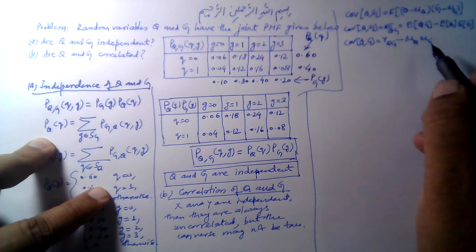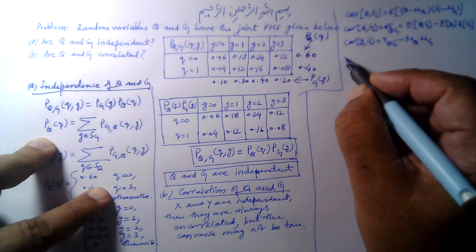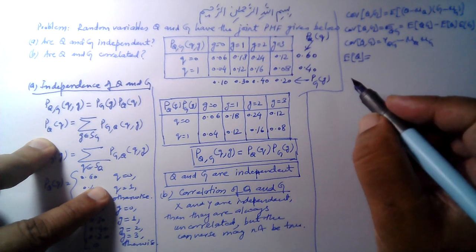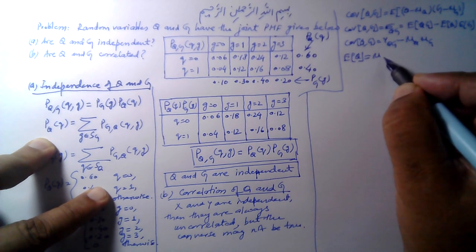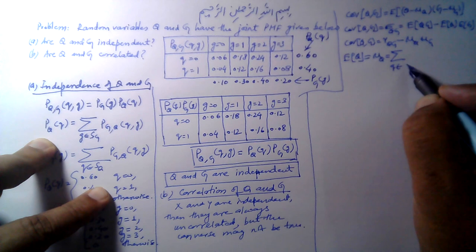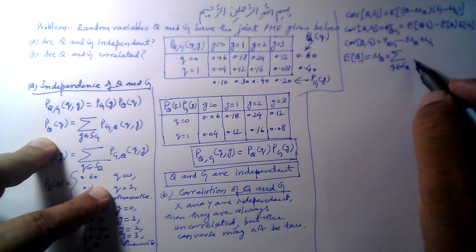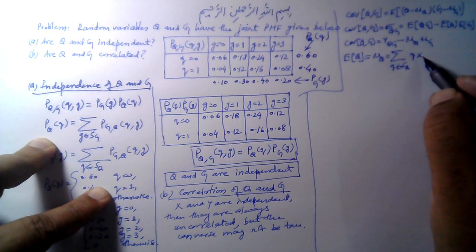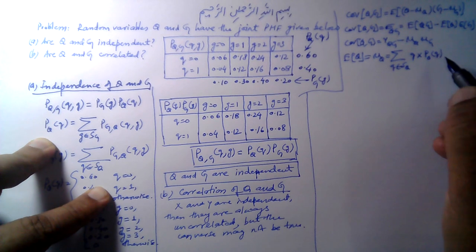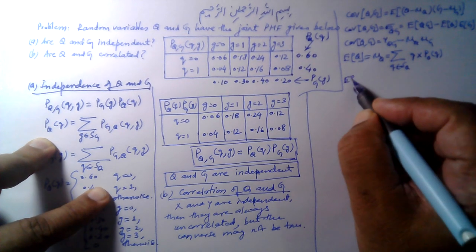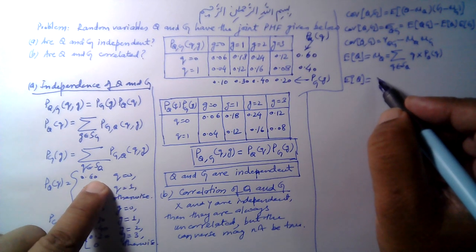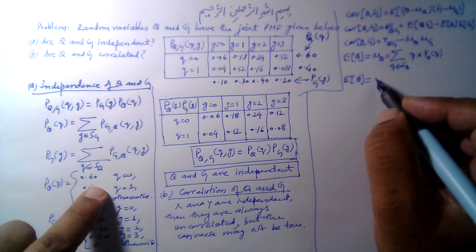So we now need to find these three quantities, right? Let's begin by finding the expected value of Q. The expected value of random variable Q, which is also represented by mu Q, is given by this summation. We multiply the value of the random variable by the corresponding probability and then sum these together, right?